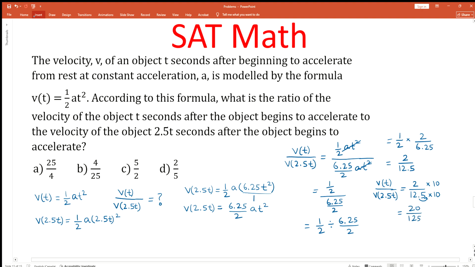We can reduce this fraction by dividing both the numerator and the denominator by 5. I get 4 over 25. So the answer should be option B. This should be the final answer for this problem. So these are the steps you have to keep in mind to solve this problem.